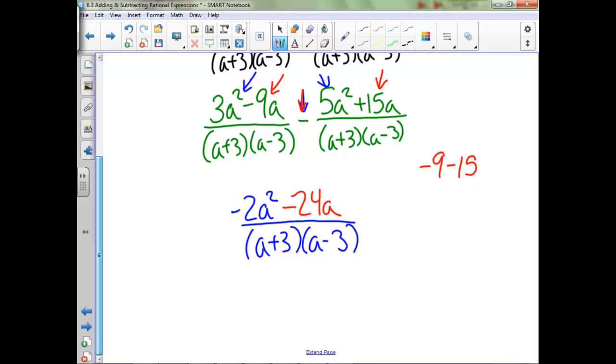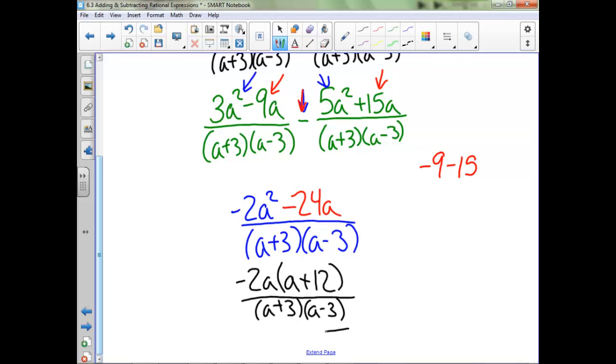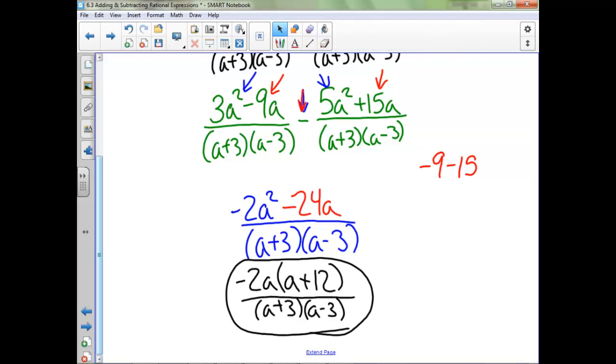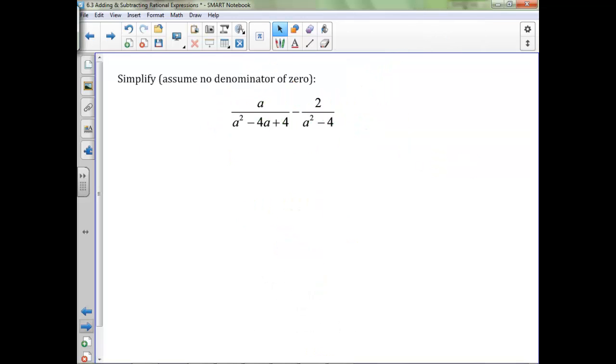And now you always want to factor to see if you can simplify. So we can take out a negative 2a from our numerator. We're left with a plus 12 over a plus 3 times a minus 3. And nothing factors, so we are good. That is our answer.